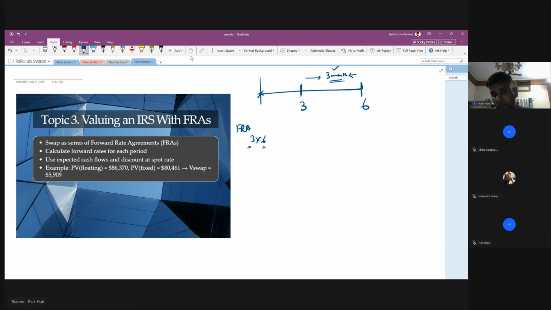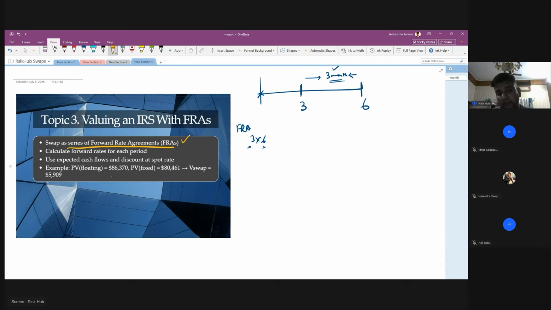Swaps are also called a series of FRAs. This is a general definition. Swaps are also known as a series of forward rate agreements, so you can apply the same principle. You can calculate the forward rate for each period. You can use your expected cash flows and discount at your spot rates, right?